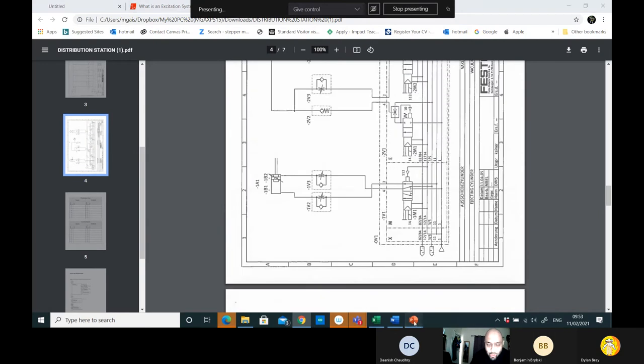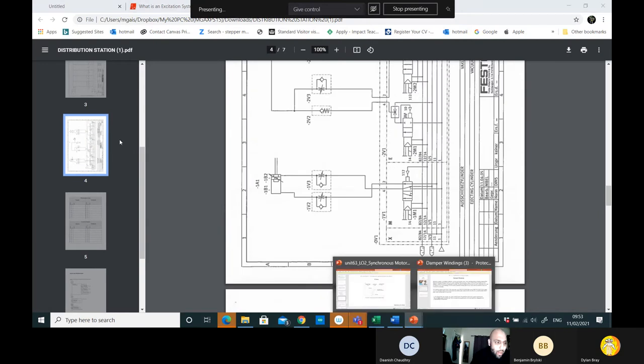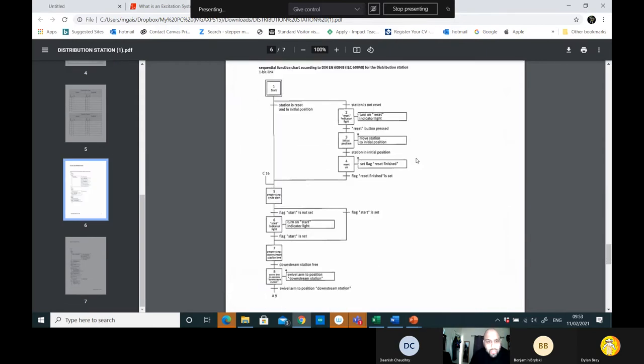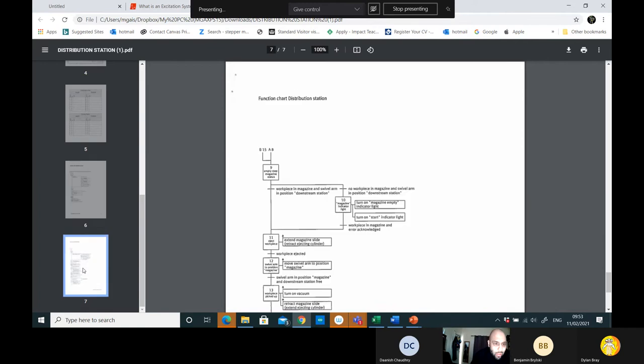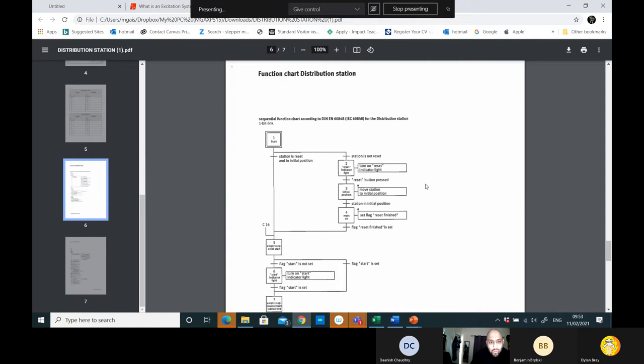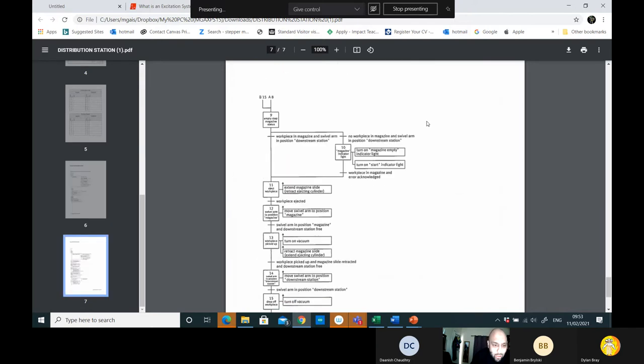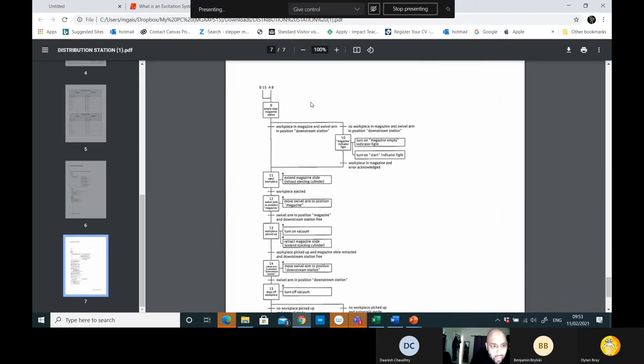Now, what you would do is start with a flow chart, a flow diagram. This is the flow diagram for that particular program for that workstation. It's a full flow diagram. We've done flow diagrams before, but this is quite a detailed one. So you start off with a position, and it says station is reset and initial position. You can ignore this part here because that's quite confusing to explain. You can go straight to this part here, and it says is the magazine empty?